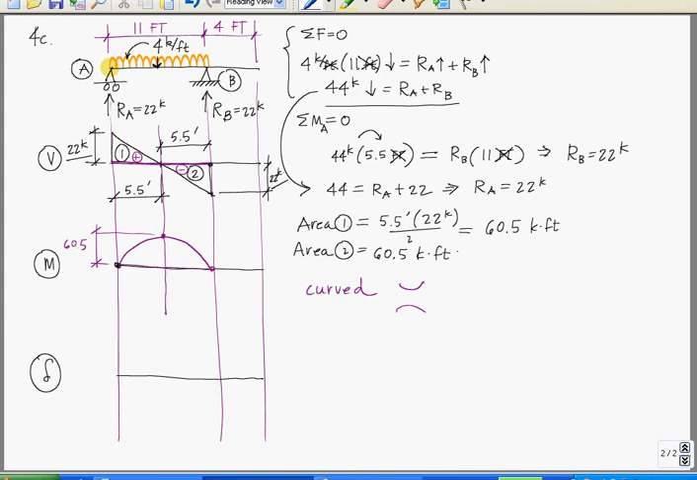Final step is to sketch the deflected shape, and we know that we have a support here and a support here, so we have no deflection at those points. The load is in the middle, so we have a simply supported curve, and then the end of the beam, to maintain continuity, comes up straight like this. And that's the end of problem 4C.